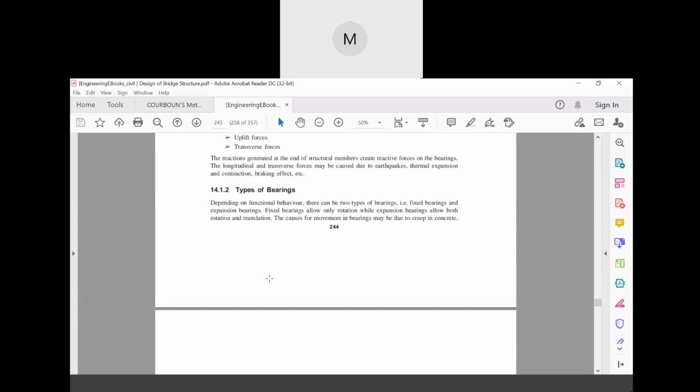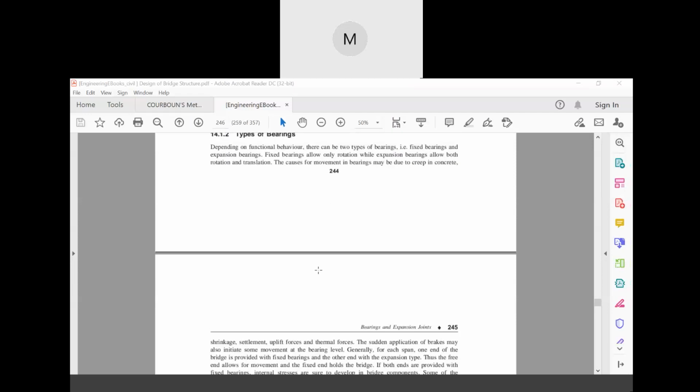There can be two types of bearing, fixed and expansion. Fixed bearings are those which allow only rotation, while expansion bearings allow both rotation and translation. The cause for the movement in bearings is creep in concrete. I hope all of you know about creep in concrete.